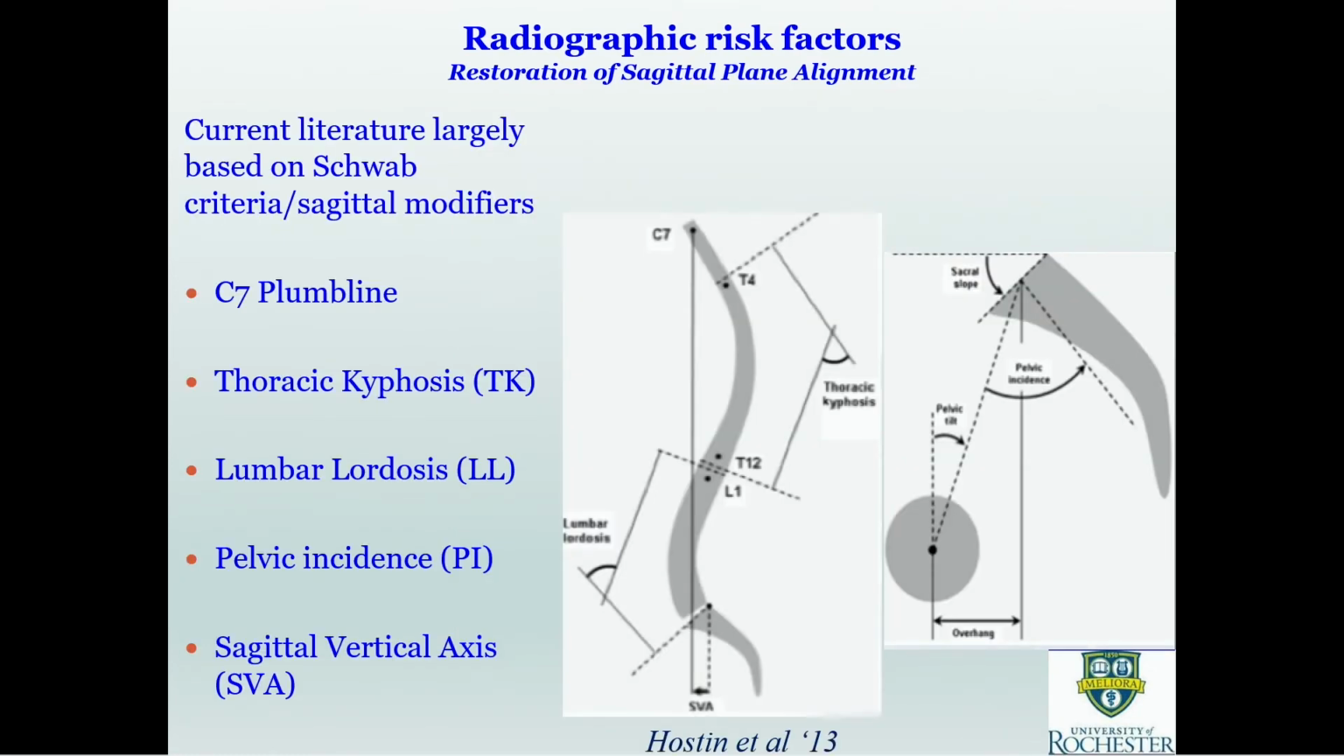When we look at radiographic risk factors, most of the current literature is largely based on using the Schwab criteria for correction. So we look at the C7 plumb line, thoracic kyphosis, lumbar lordosis, pelvic incidence, which we use to determine the lumbar lordosis, and SVA, or the sagittal vertical axis.